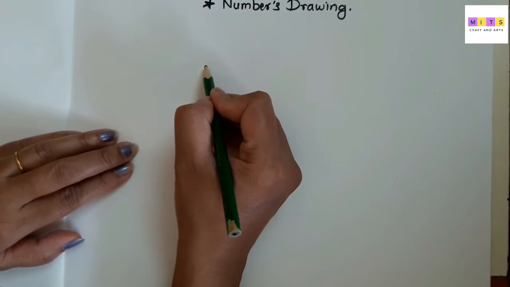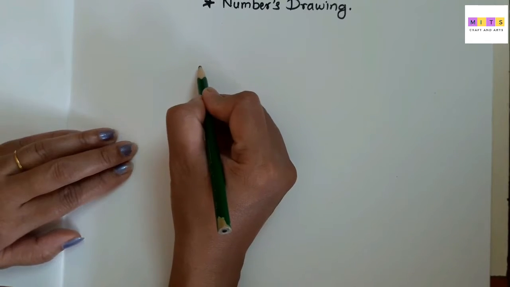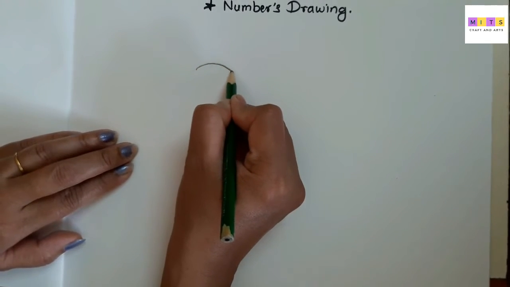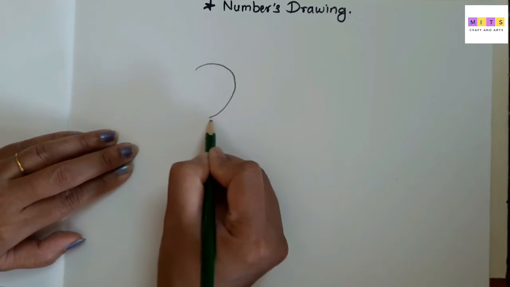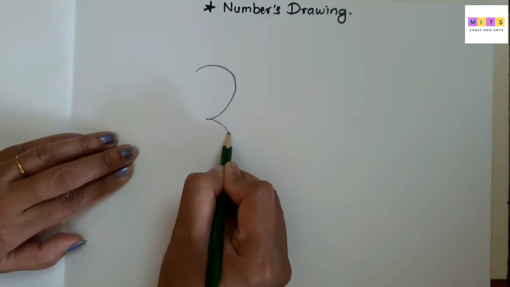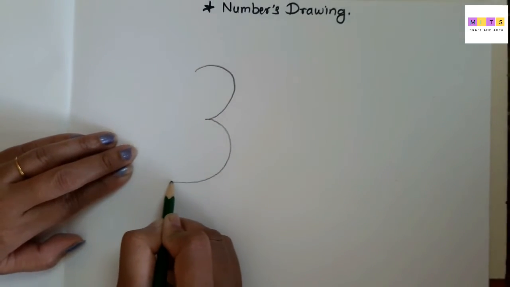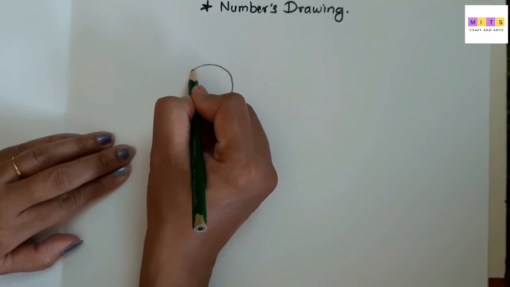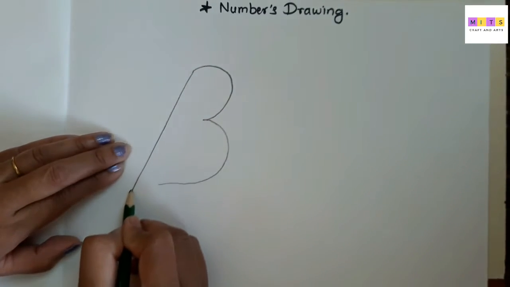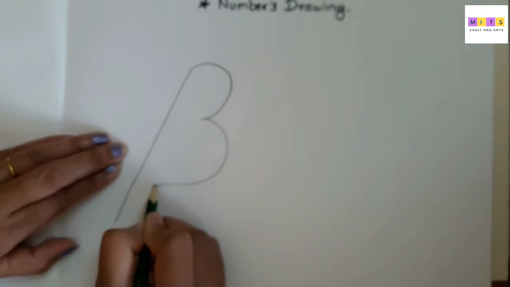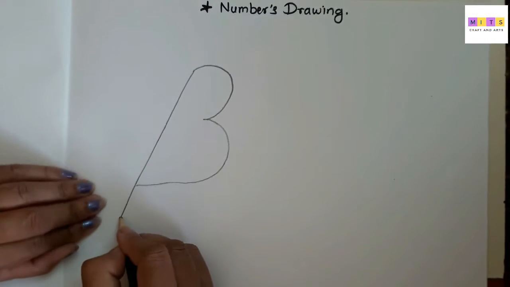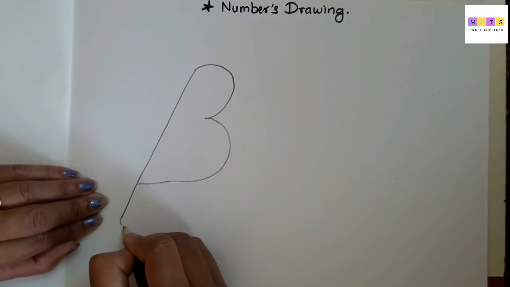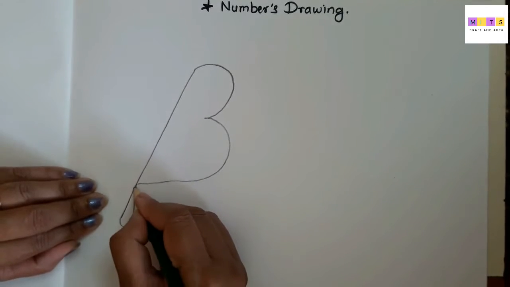I will draw birds from number 3. Okay. Draw a curve, half curve. Again draw a half curve. And here from the side draw a slanting line like this. Draw the tail like this.